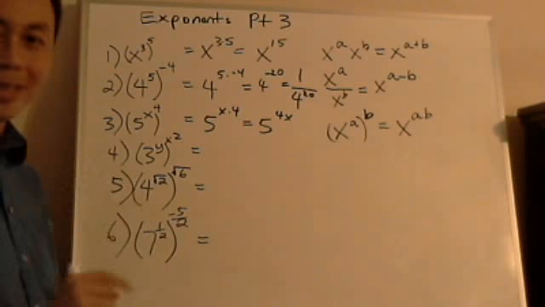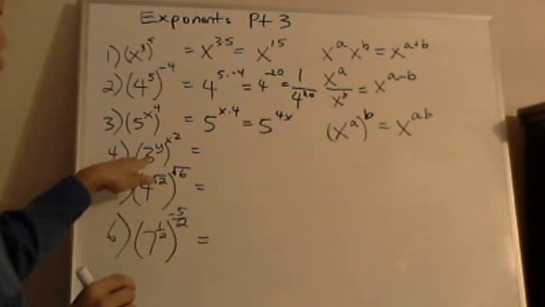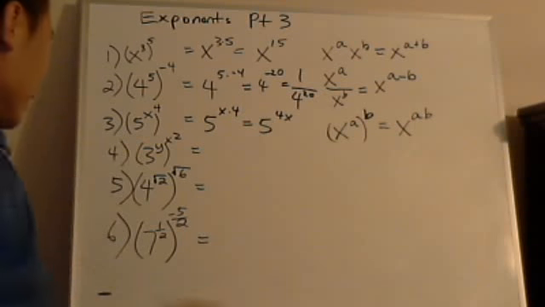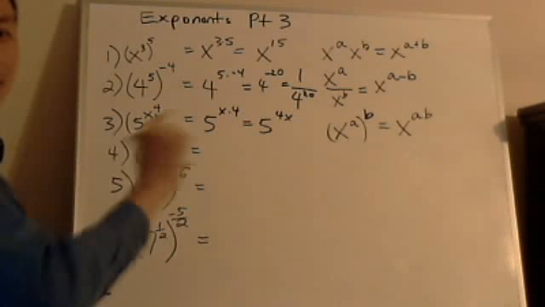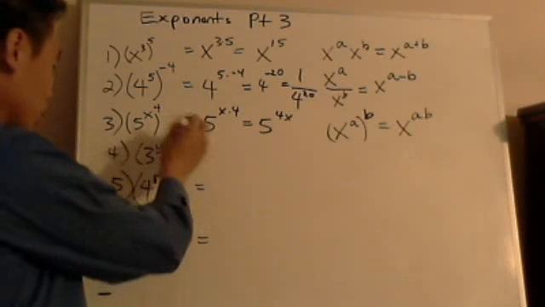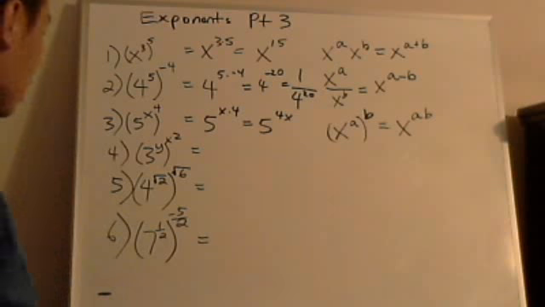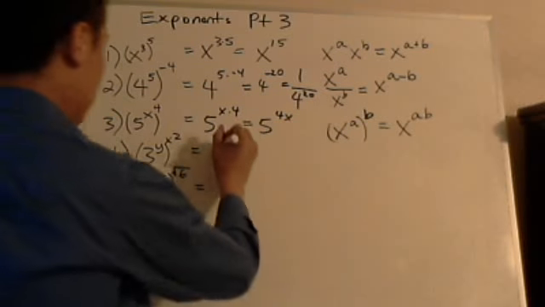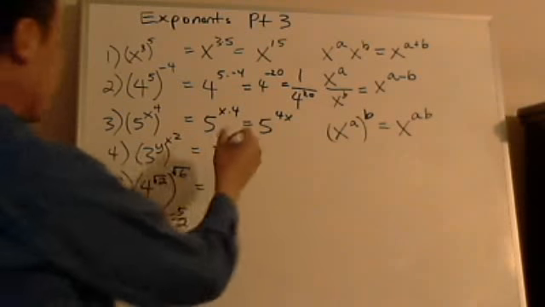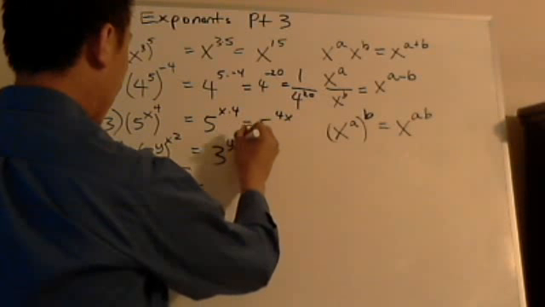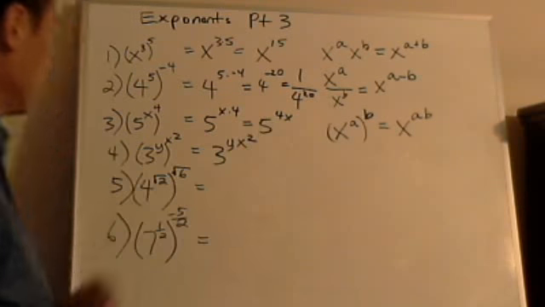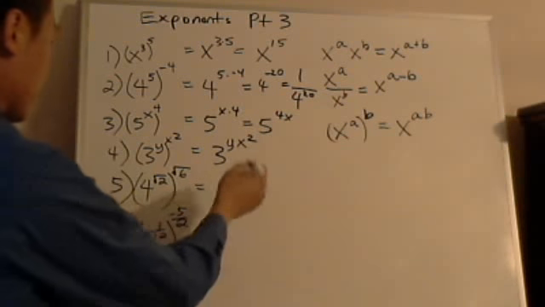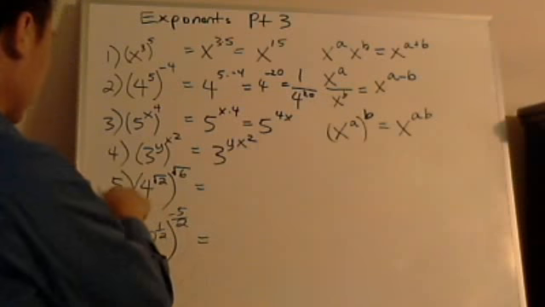So here's another one. This is another one that's a little crazy. 3 to the y power to the x squared power. So now you have an exponent on another exponent on another exponent. It's like, okay, what do you do with this? So what you do is the same thing. You multiply them together. So I'll just go 3 to the y x squared, because the rule says just to do that. And that's it. Nothing else.